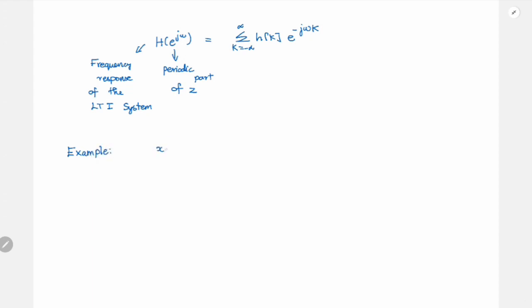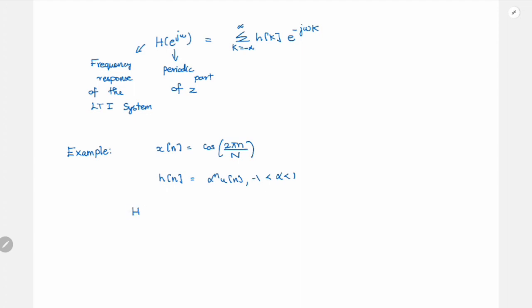So let us say we have an input signal x of n equal to cos 2 pi n by N. And let's say our impulse response is given by h of n equal to alpha power n u of n, and alpha is between 1 and minus 1.